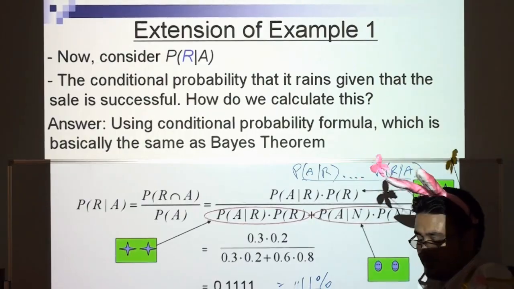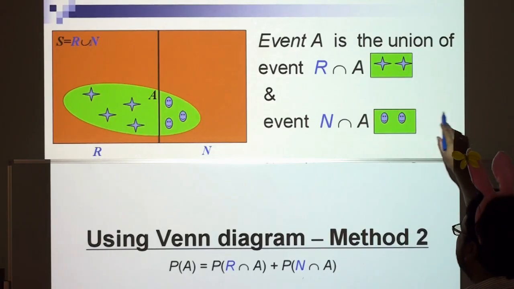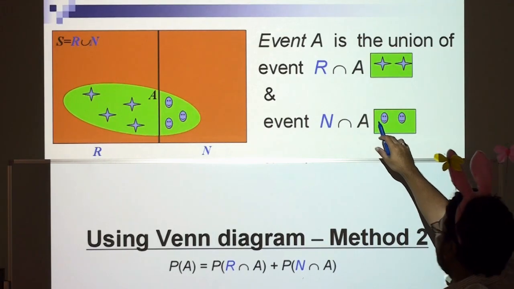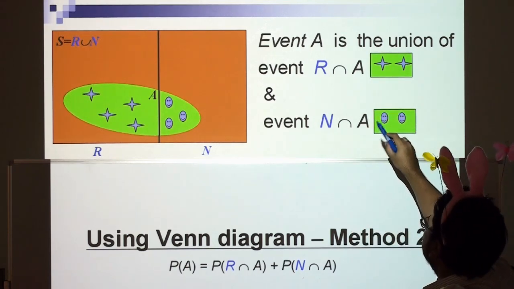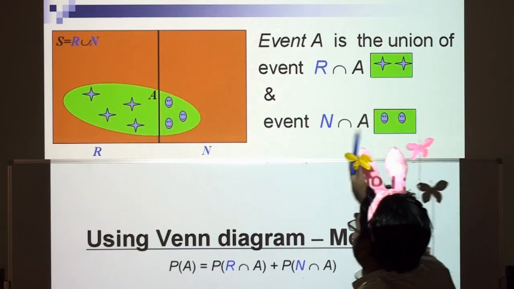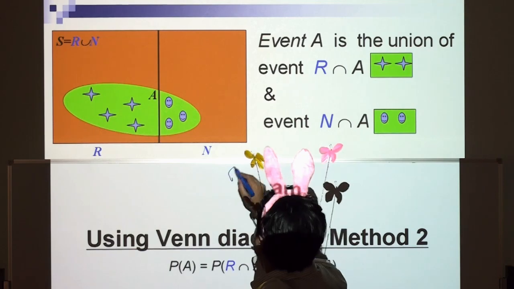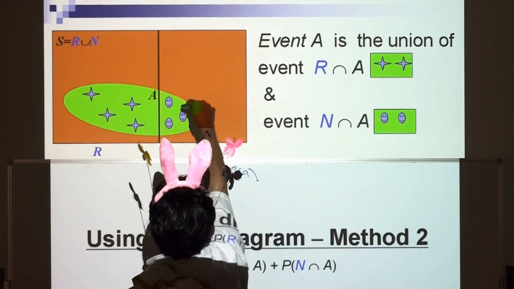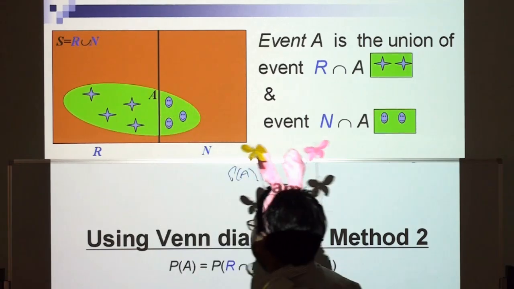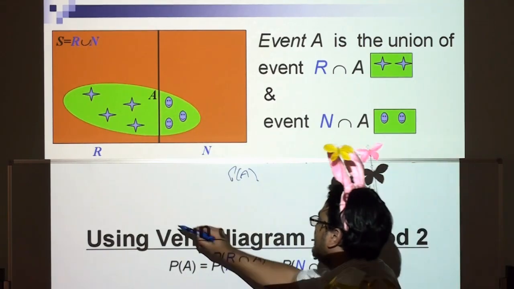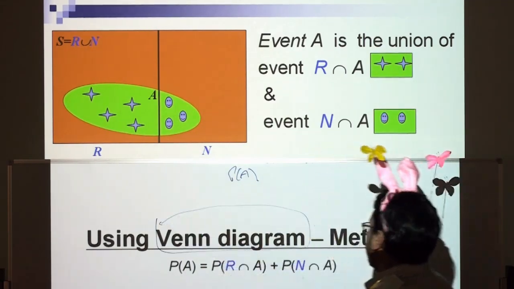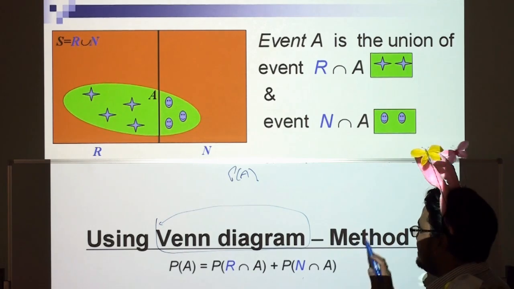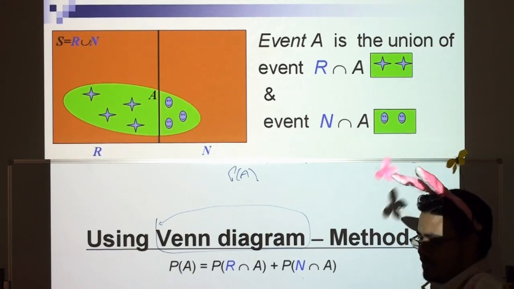Okay, let's move on. So again, the event A is the union of event R intersect A and event N intersect A. So the probability that we wanted of A is a success with rain and success without rain. Okay, this is using, remember what we did last time, a Venn diagram. This is our second method.